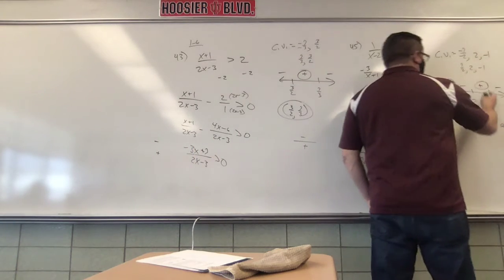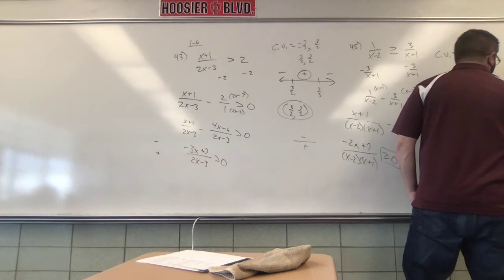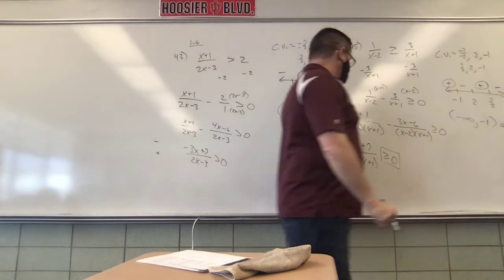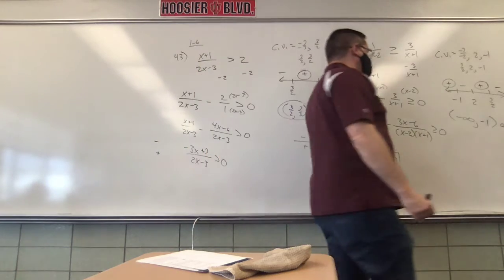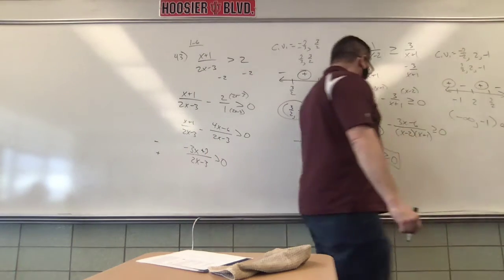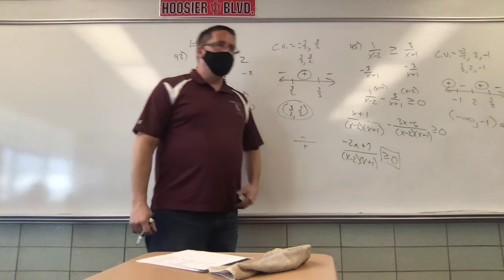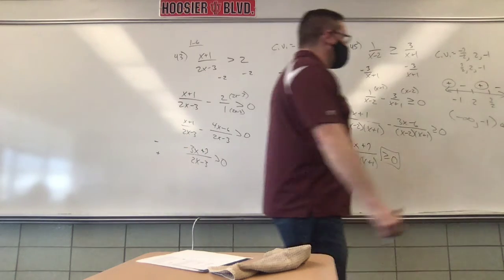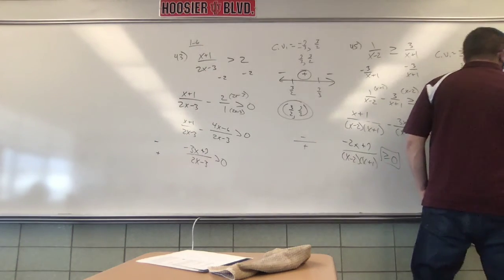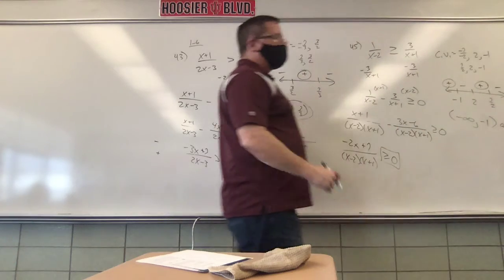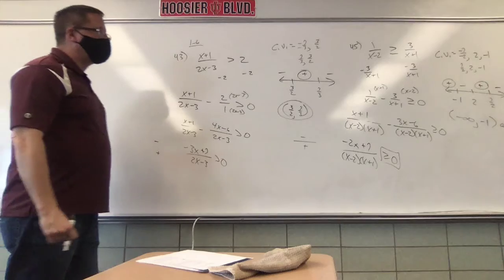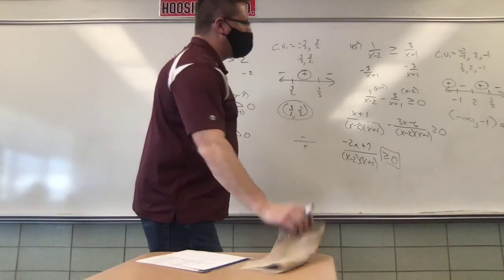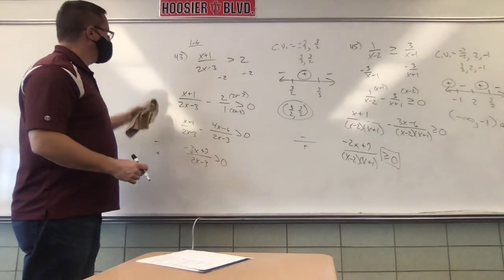Or between 2 and 7 halves. Do we get to include 2? No. We get 0 on bottom. Do I get to include 7 halves? Yeah, because you get 0 on top, and that's okay. So we put a bracket around 7 halves. So we're saying everything to the left of negative 1, not including negative 1, or between 2 and 7 halves, including 7/2, but not including 2.